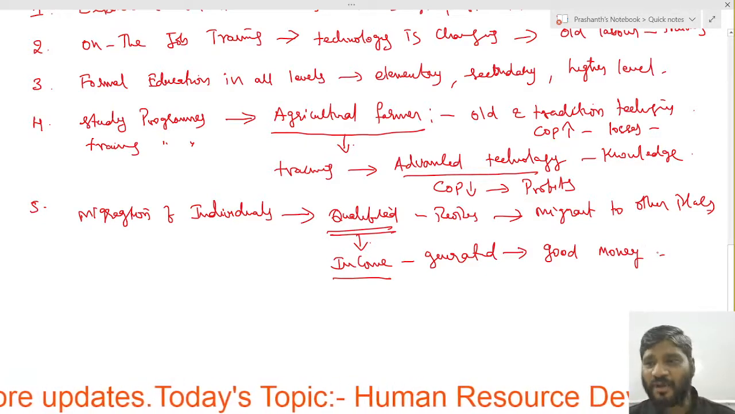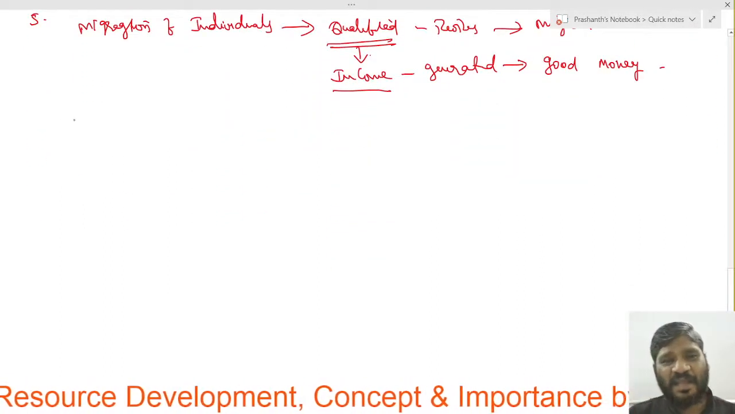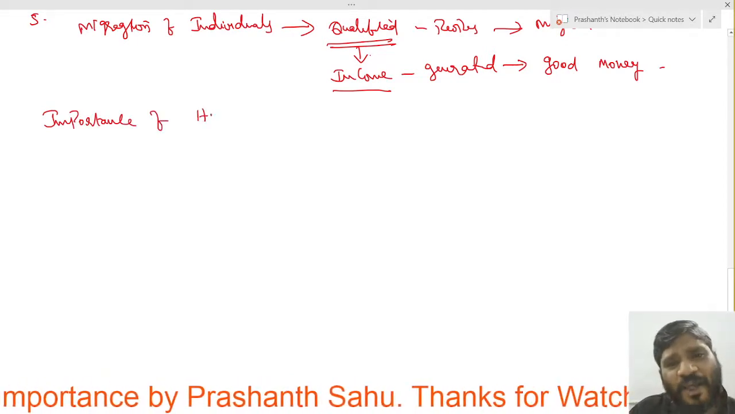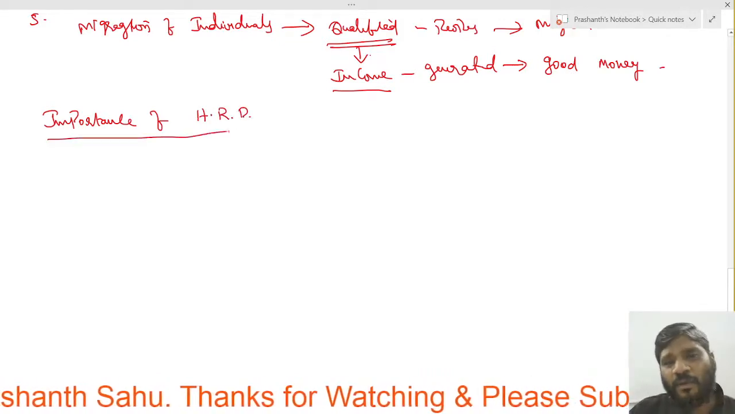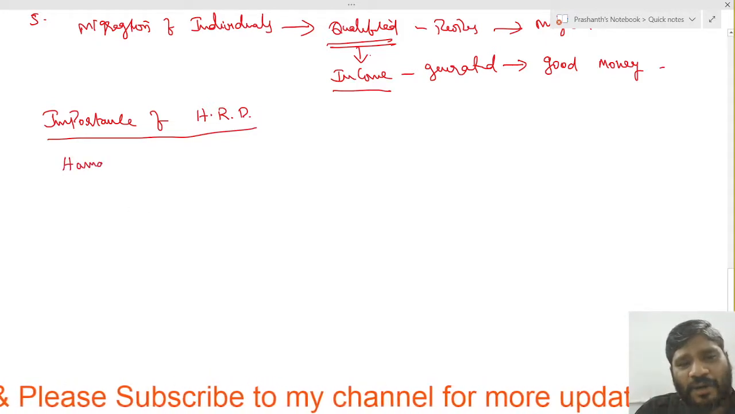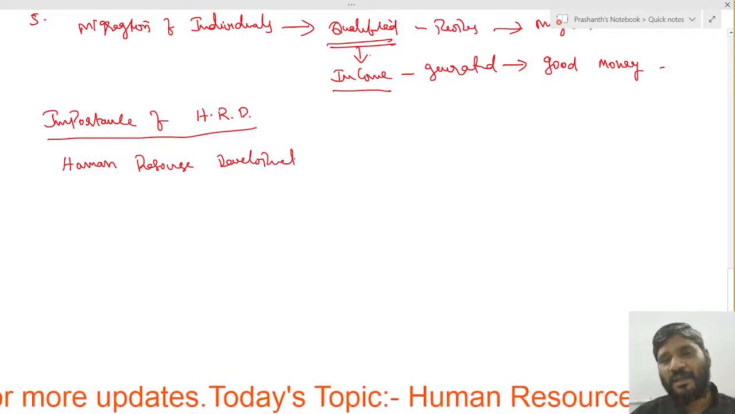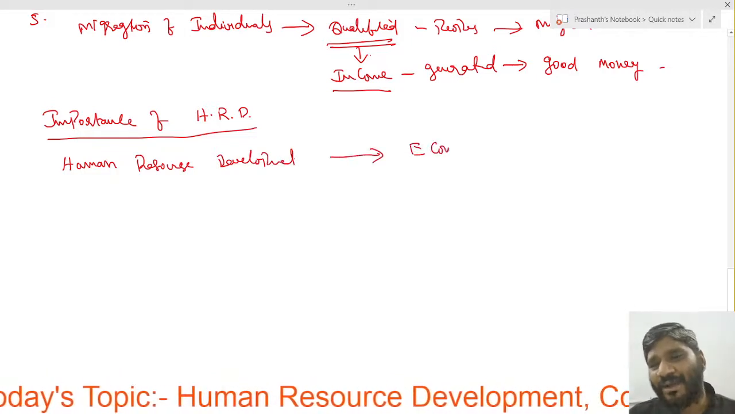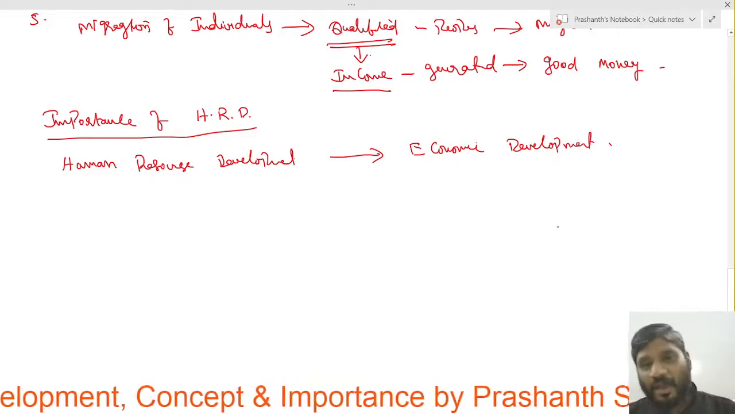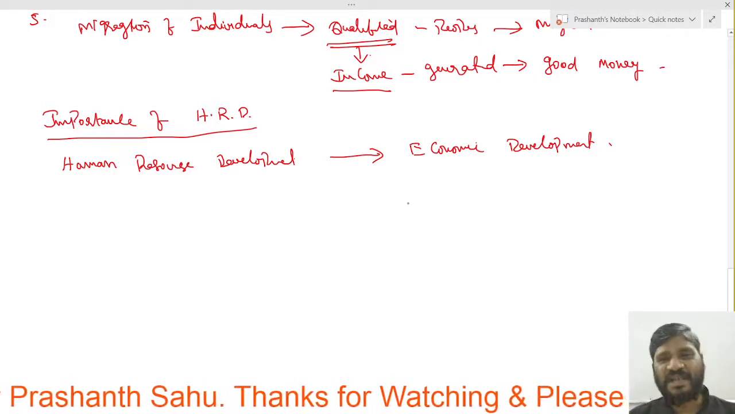Okay, so these are the 5 concepts which are required for human resource development, right? And let us see what is the importance of human resource development. Human resource development is required for economic development. For the development of the economy, good human resource development is also compulsorily required. Yes, absolutely, it is a basic necessity, right?